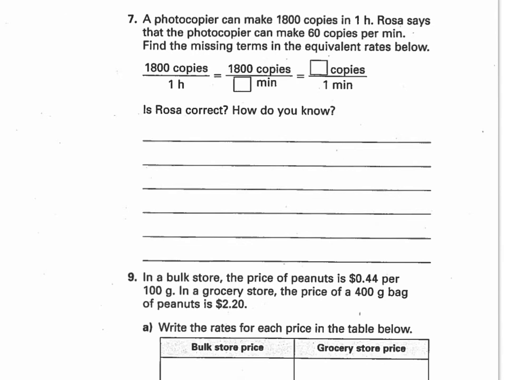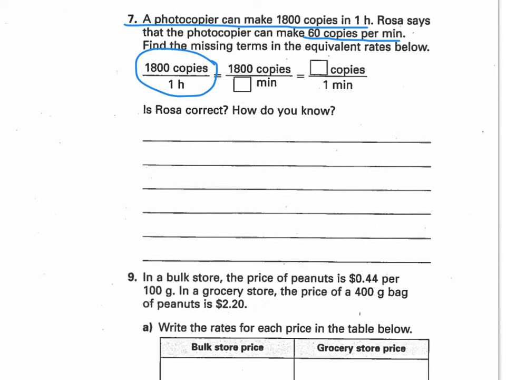You have 2 questions to work on by yourself. I'll get you started. A photocopier can make 1,800 copies in 1 hour. Here is our rate. Rosa says that the copier can make 60 copies per minute. Find the missing values. Remember, there are 60 minutes in 1 hour.